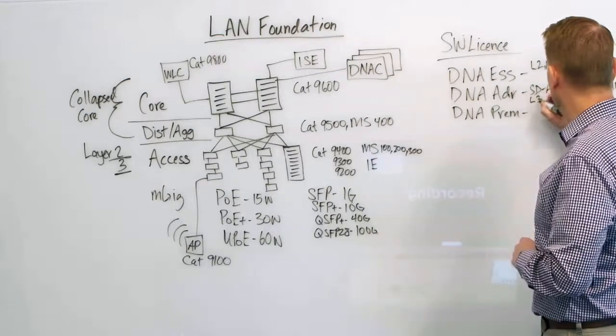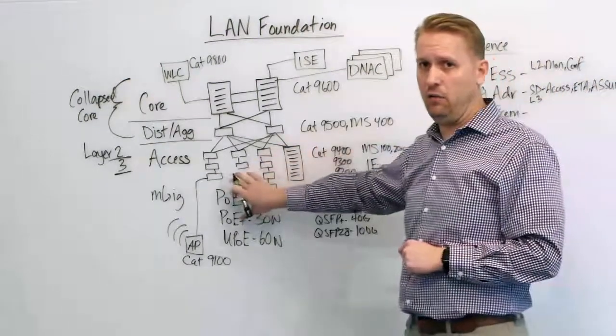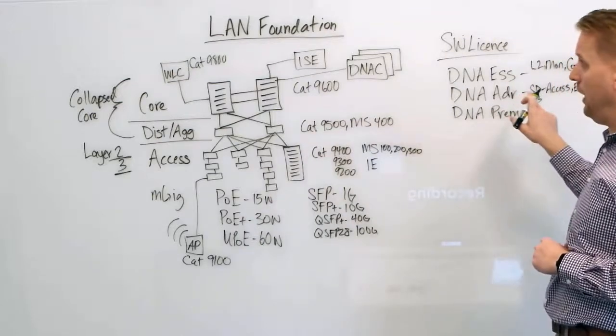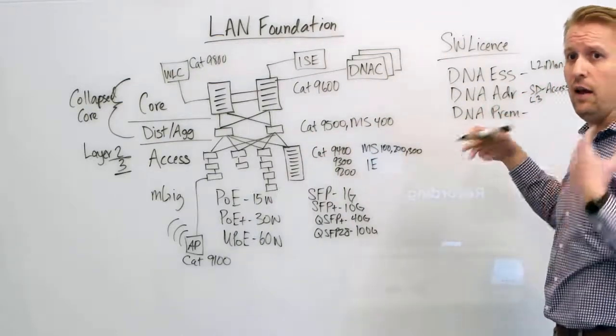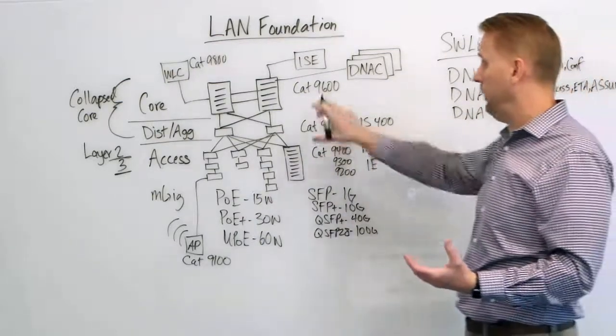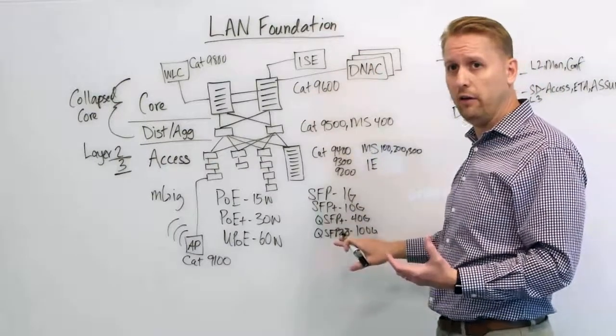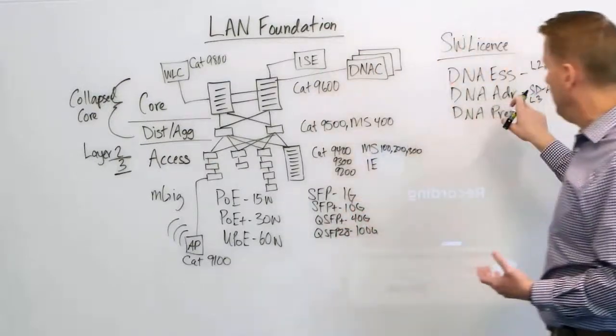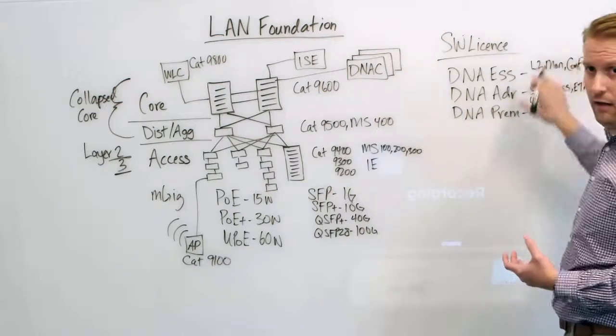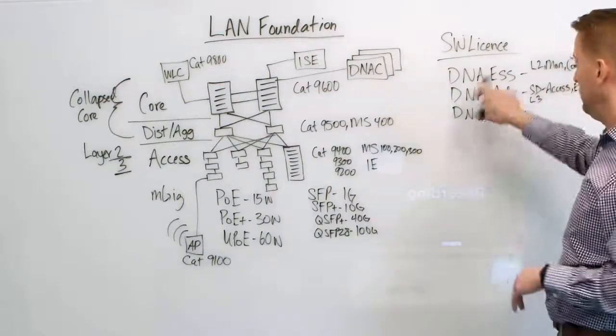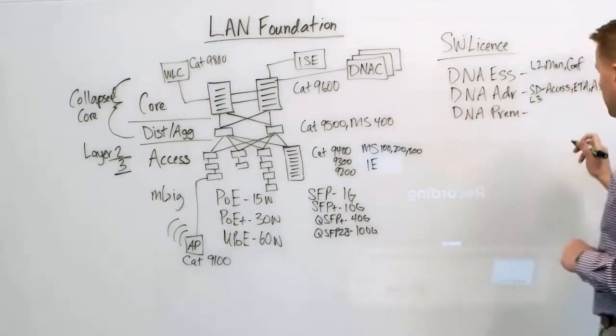Last but not least, you get Layer 3 functionality with DNA Advantage. So if you've got a customer that says, I need a Layer 3 switch, and you're selling them one of these Catalyst 9000 series, they need DNA Advantage. If they say, I need a Layer 2 switch with basic functionality, then they need DNA Essentials.